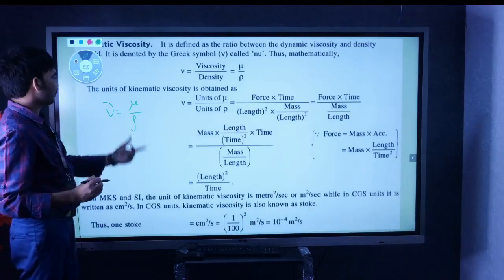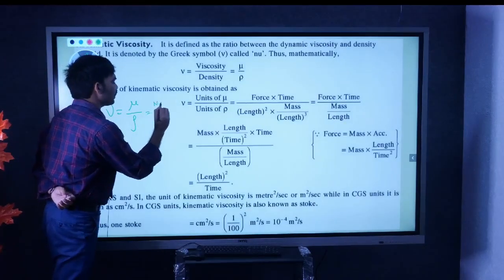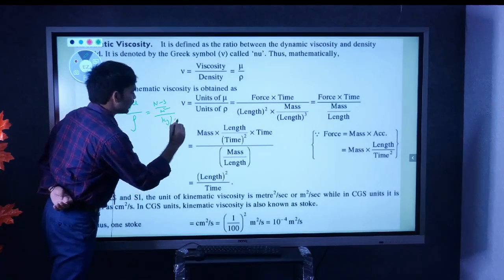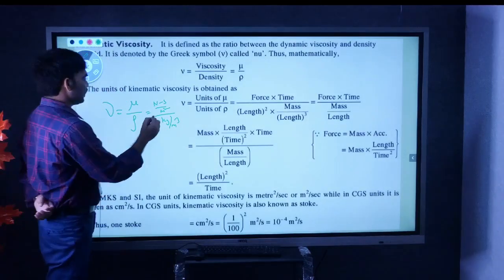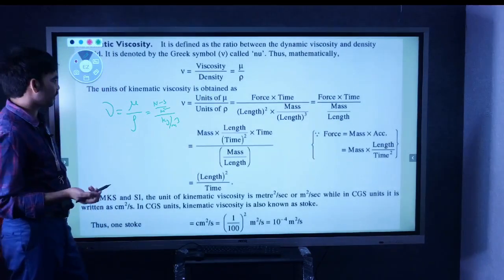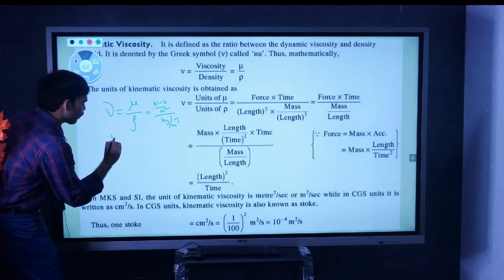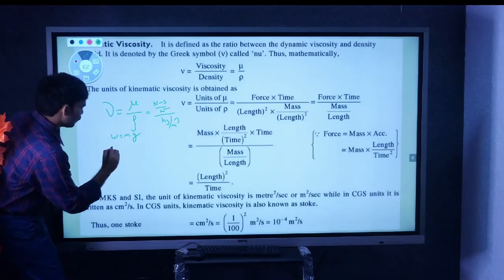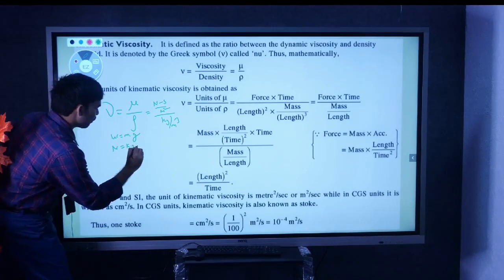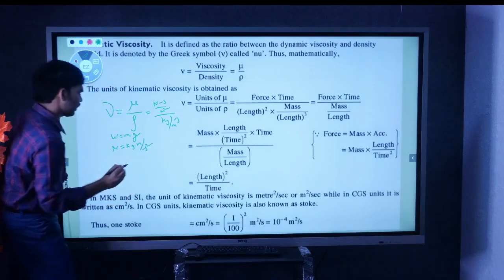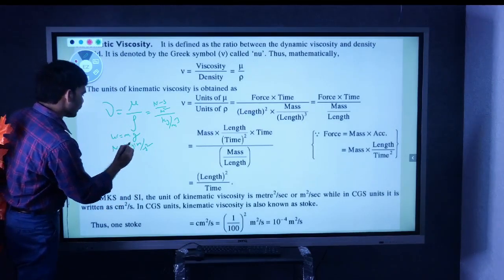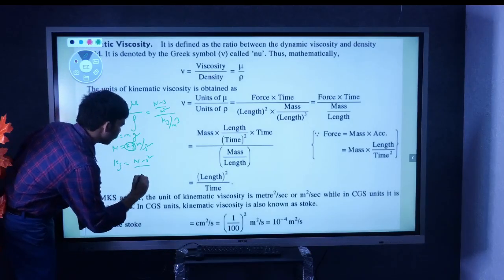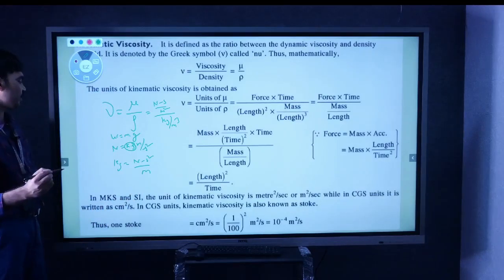So dynamic viscosity, what is the unit for dynamic viscosity? Newton second per meter square. Mass density, kg per meter cube. But if you see, this is in newtons and this is in kg, so we cannot divide directly. So what we have to do is, we know the weight is equal to mass into acceleration due to gravity. Therefore Newton is equal to kg meter per second square, right? So you can use this expression, right? kg will be equal to Newton second square by meter.